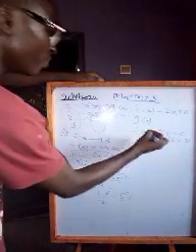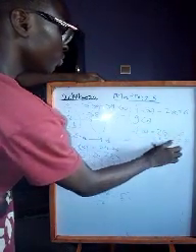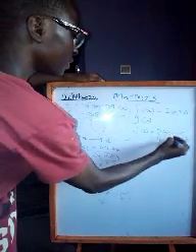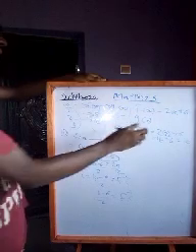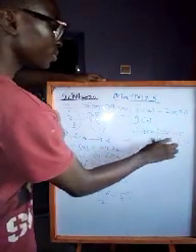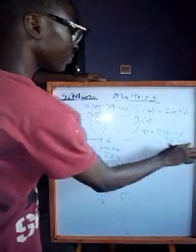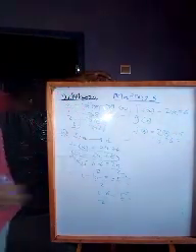Now then we have 2. If we have 2 here, when we substitute 2, we have 2 times 2, that's 4. 4 plus 6, that's 10. So this will map to 10. Then 3 will map to what? 2 times 3, that's 6. 6 plus 6, that's 12. So we have 12. So basically we are mapping everything to the image.